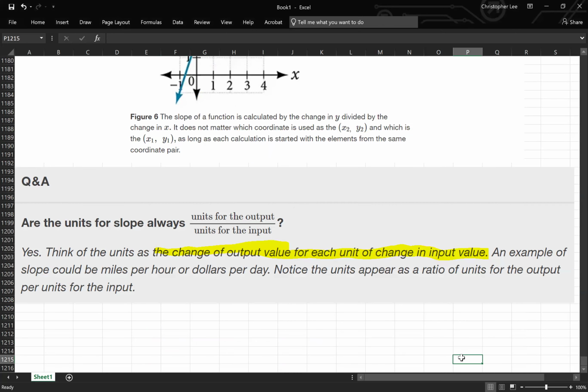Are the units for the slope always units for the output over units for the input? Yes. Think of the units as the change of the output values for each unit of change in the input value. For example, an example of the slope could be miles per hour or dollars per day. Notice that the units appear as a ratio of units for the output per units for the input.